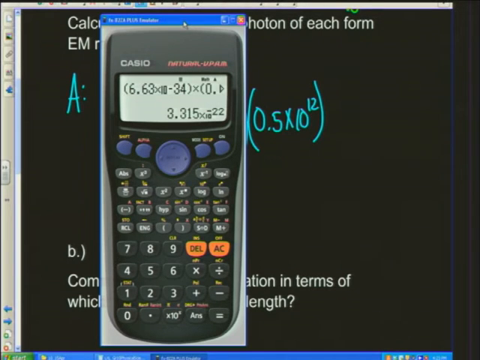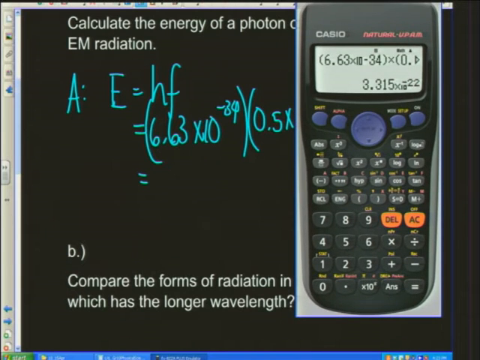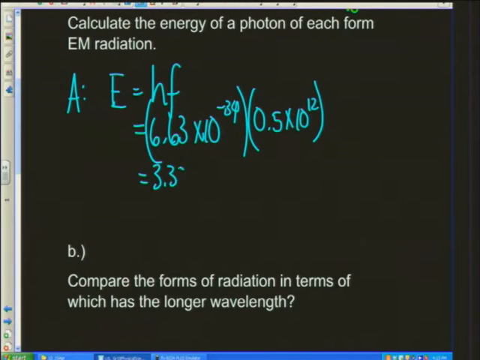And notice it's giving you your answer in the scientific notation. So let's write it down in that scientific notation. 3.32 times 10 to the power of -22.